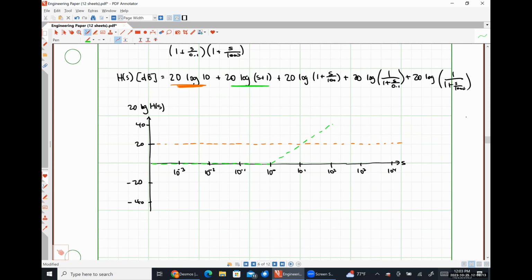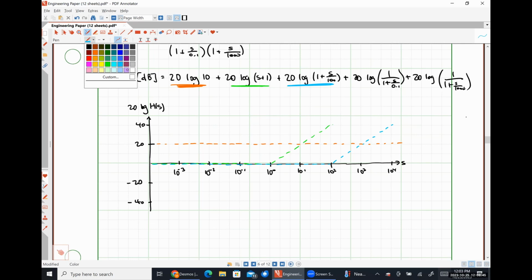We'll leave it there. Let's do this guy in this light blue color. So we should have 0 decibels until we hit S equal to 100. And then we should have a slope of positive 20 decibels per decade, like so.